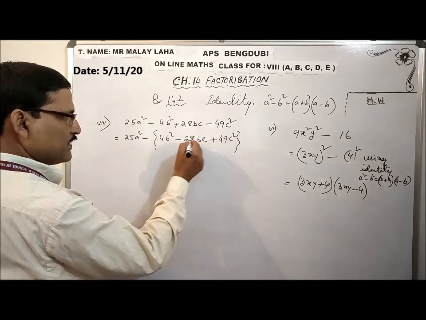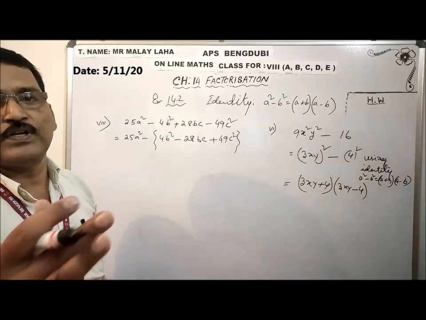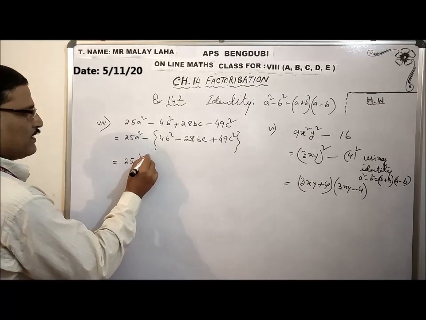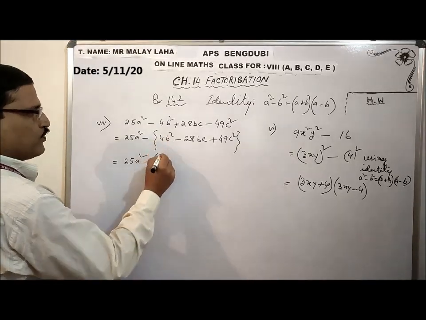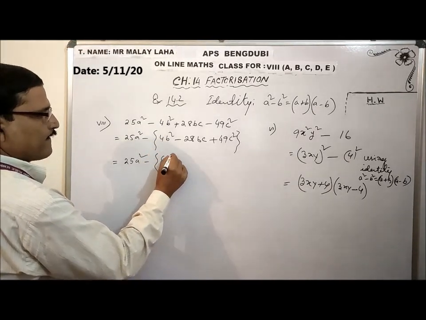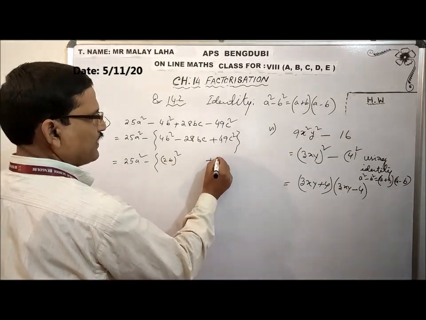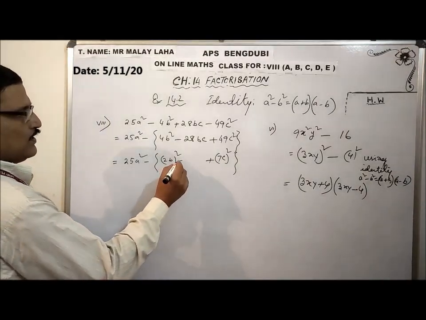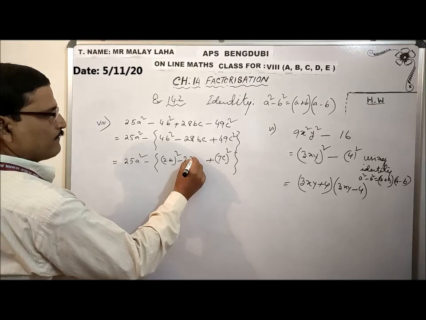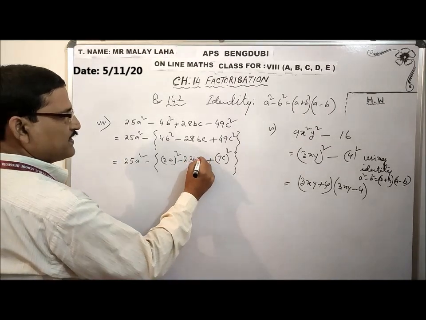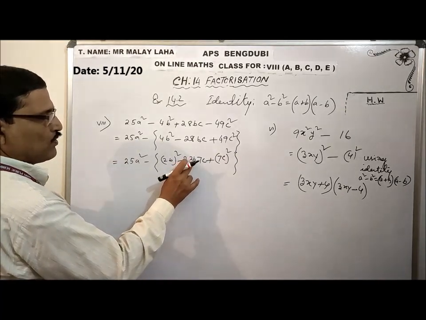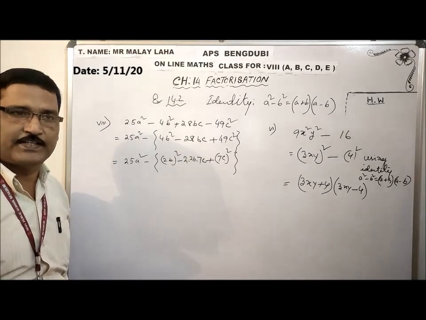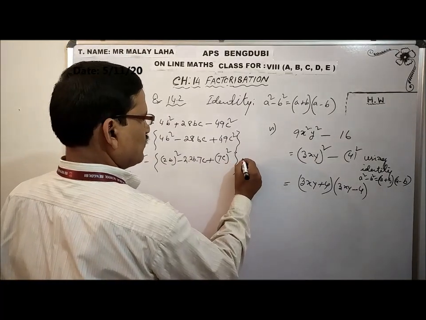Now you arrange the terms in such a way that they follow a particular identity. So no work with this term. Here 4b square can be written as 2b whole square and 49c square can be written as 7c whole square, and in between twice ab: 2a means 2b, b means 7c. You just multiply: 2 2s are 4, 4 7s are 28, 28bc is there. That means it is following the particular identity. Which identity? Using a minus b whole square.